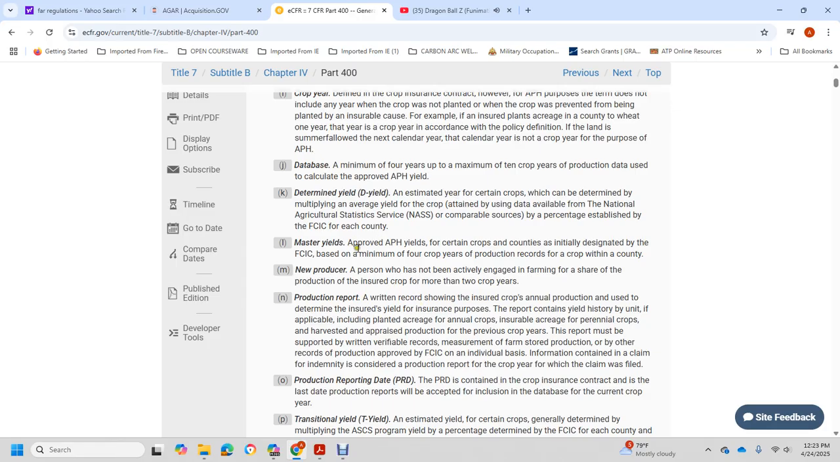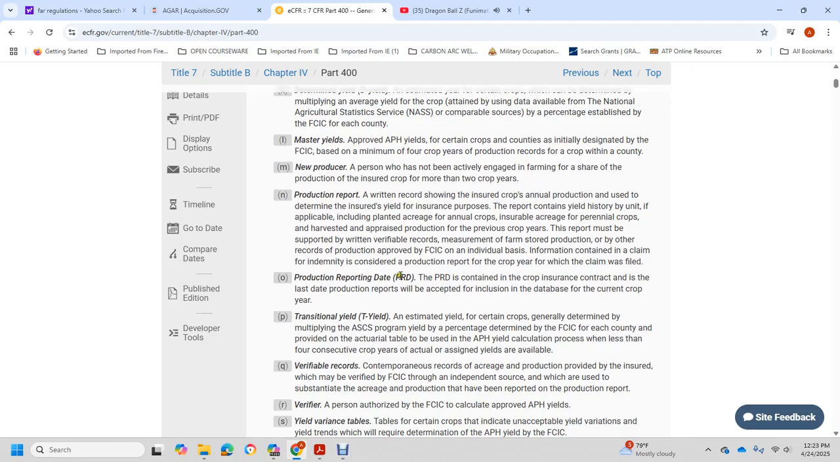Production report: written record showing for the insured crop the actual annual production used to determine the insured yield for insurance purposes. The report contains the yield history of the basic unit, if applicable, with the planted acreage of the annual crop, the insurable acreage of the perennial crop, and the harvested and appraised production from the previous crop year. The report must be submitted with written, verifiable records of the measurement of farm-stored production and other production records to the FCIC, based on information contained with the claim for indemnity, and considered with the production report for the crop year in which the claim was filed.